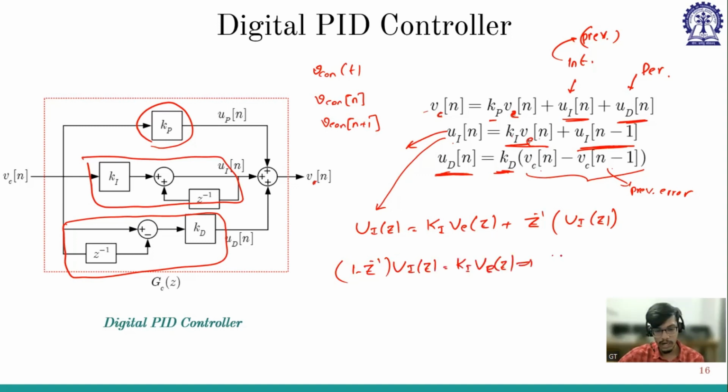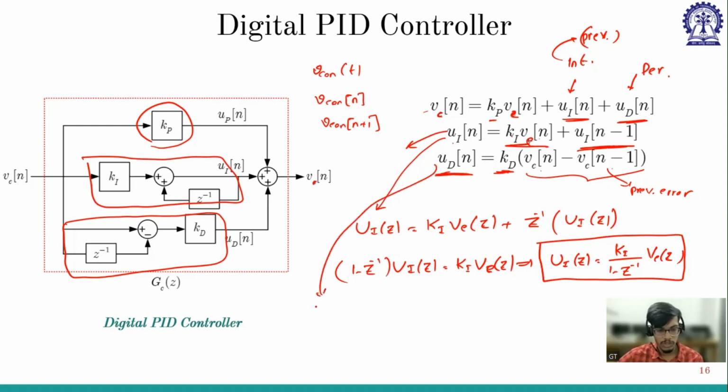Now if I consider only ui of Z, it will be Ki by 1 minus Z inverse into VE of Z. So this is equation 1. Now you consider ud of n and apply Z transform. So ud of n is equal to Kd into VE of Z minus Z inverse into VE of Z. So ud of Z will be Kd into 1 minus Z inverse into VE of Z.